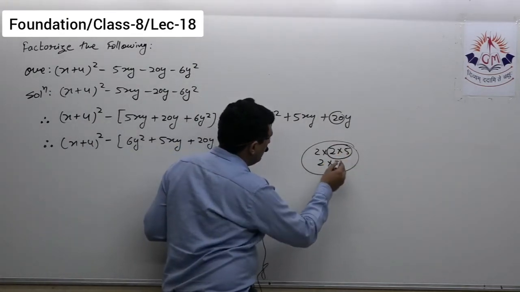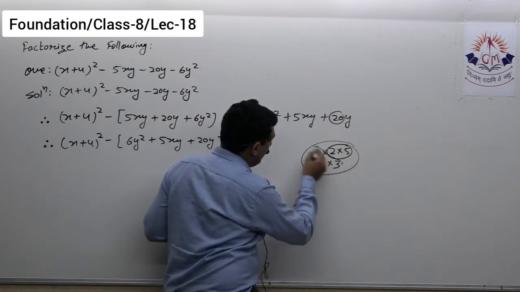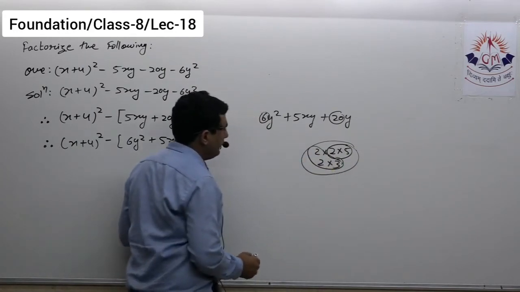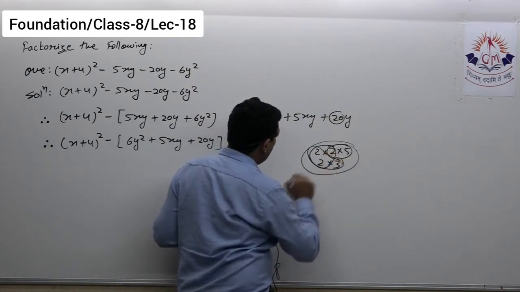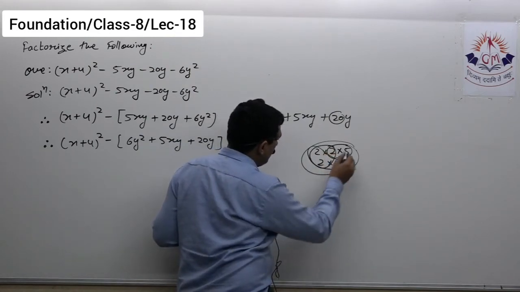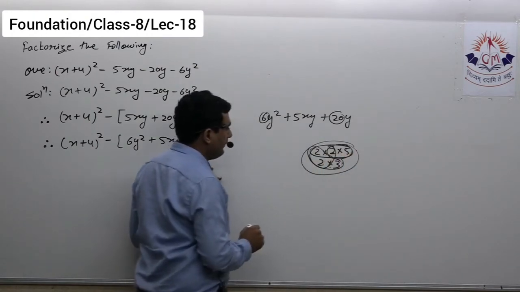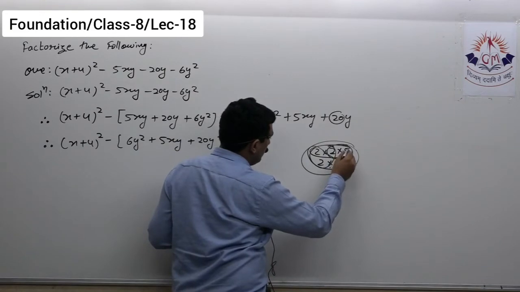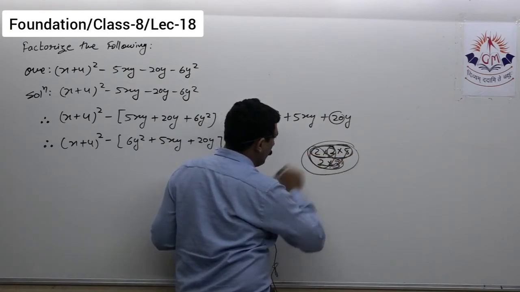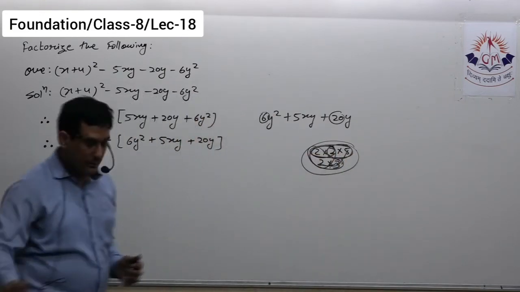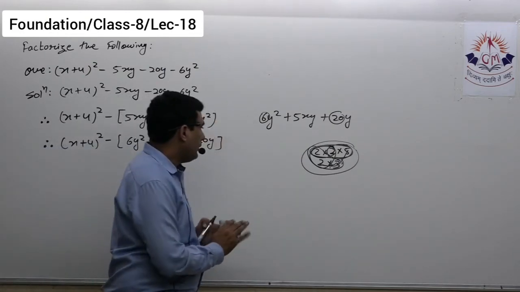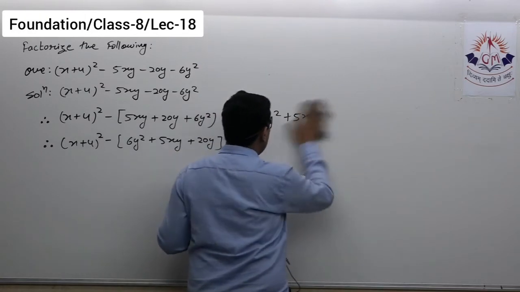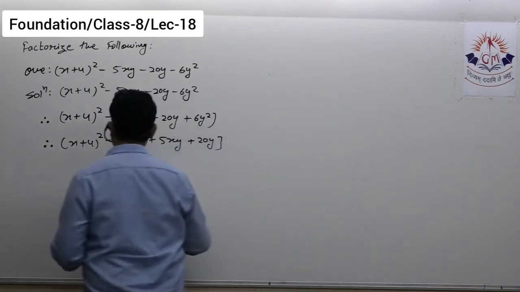10 minus 12, I won't get 5. 8 minus 15, again I won't get 5. 20 minus 6, again I won't get 5. 30 minus 4, again I won't get 5. So it might be that it is not possible to convert it into a complete square. So let us think in a different way.